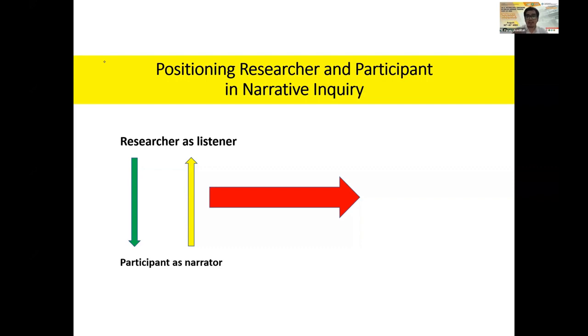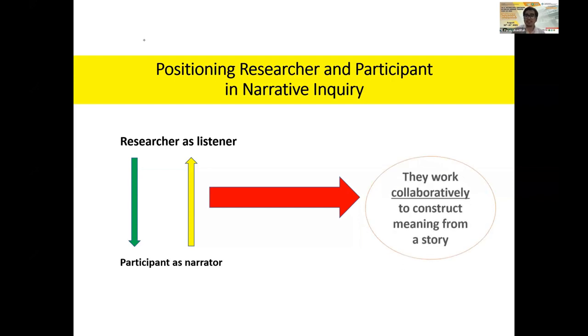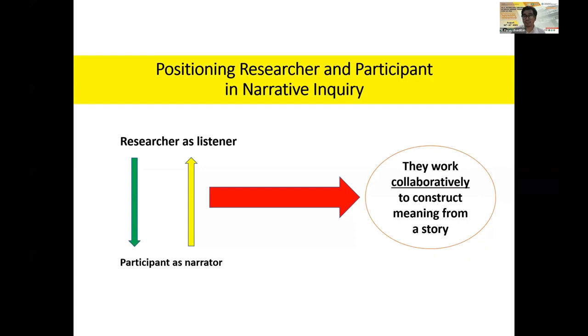Look, when you are a researcher, you have to be a very good listener for your research participant's stories, because your research participant is working as a narrator. So you just need to listen to the stories silently, and then after that you need to focus on some points that relate to your research question. That's what we call collaborative work. So you and your research participant will have to work collaboratively to construct meaning from a story. So meaning is co-constructed between you as a researcher and your research participants.